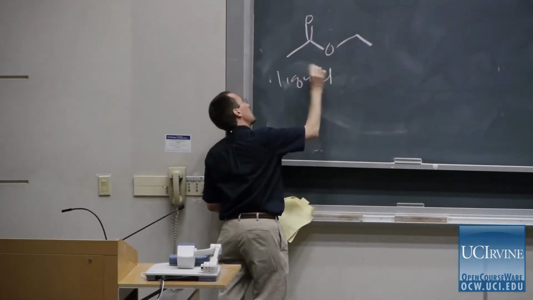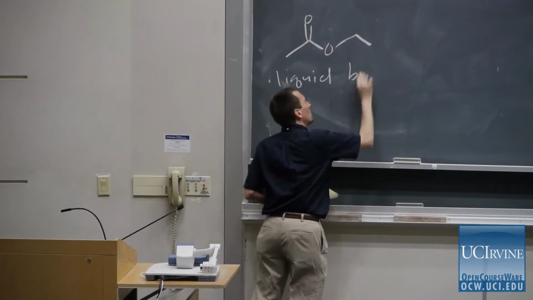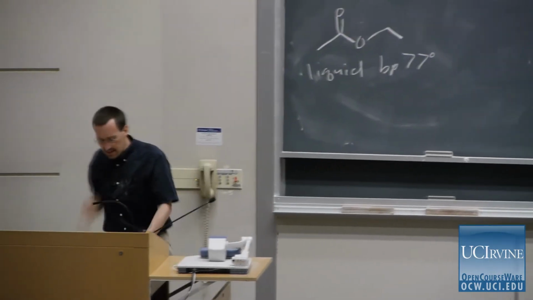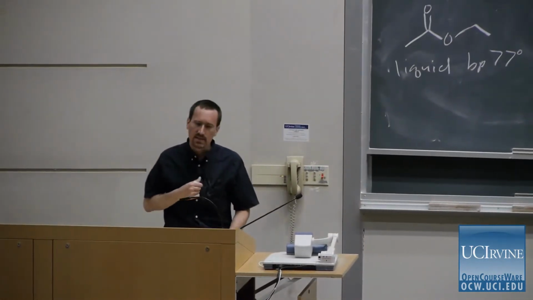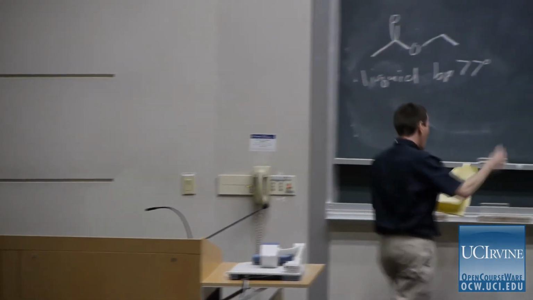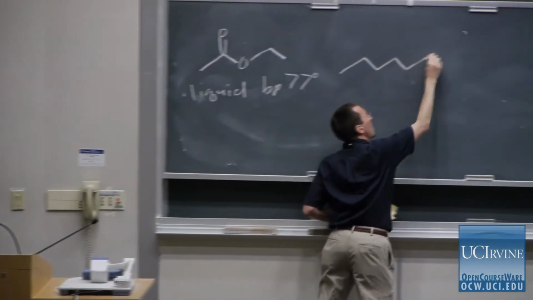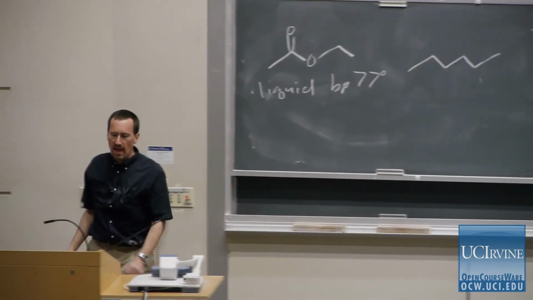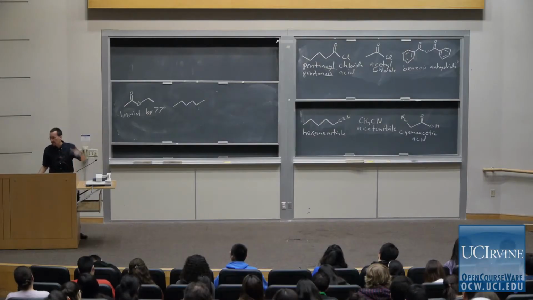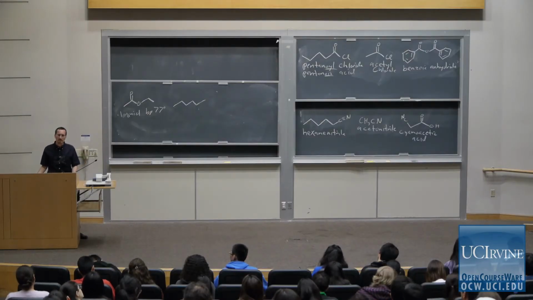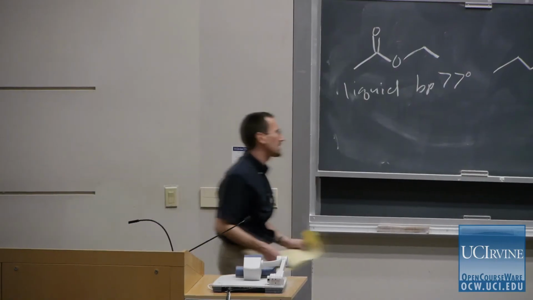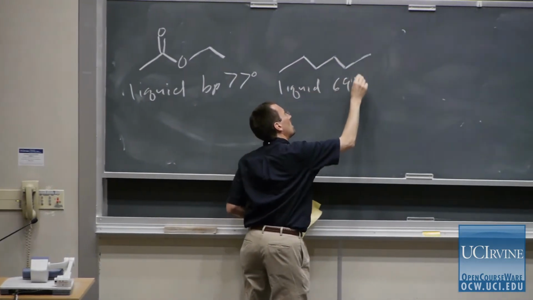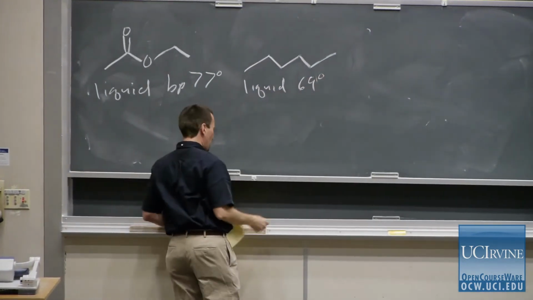So ethyl acetate is a liquid. It has a boiling point of 77 degrees Celsius. And I thought that might be a nice kickoff point to contrast some of the properties to other molecules. When I was thinking about molecules that are kind of the same size, I figured, well, ethyl acetate has 6 heavy atoms, 6 carbon and oxygen atoms. It's about the same molecular weight as hexane. By comparison, hexane is a liquid. 69 degrees is its boiling point.